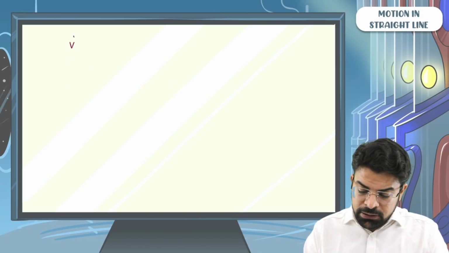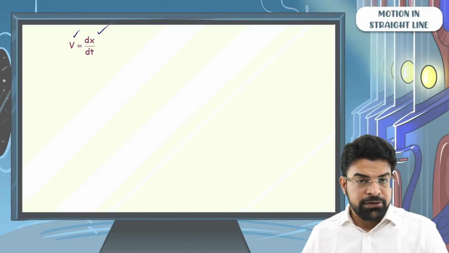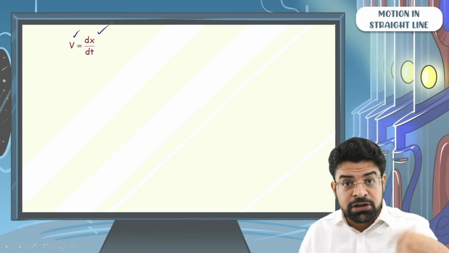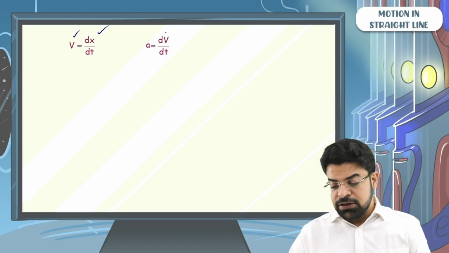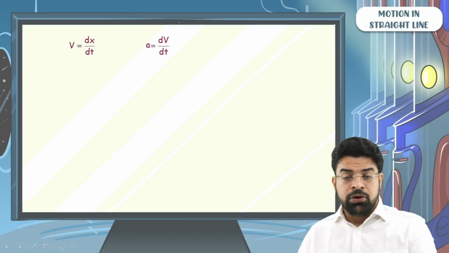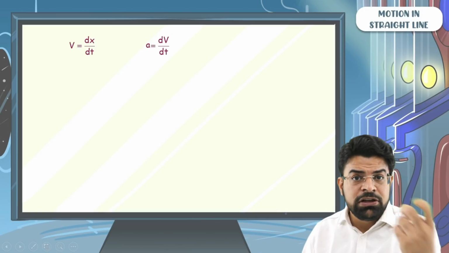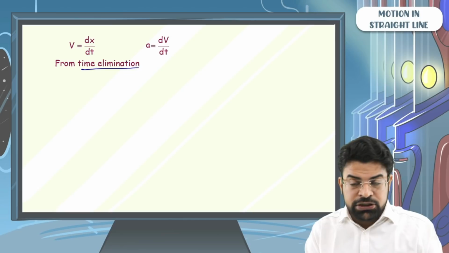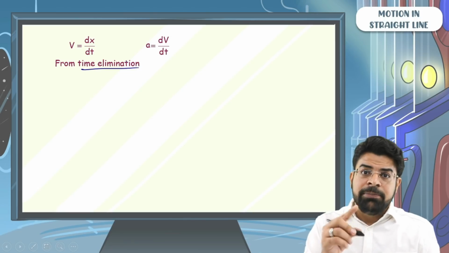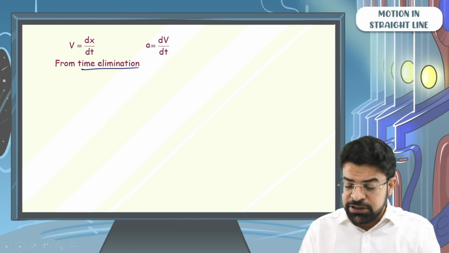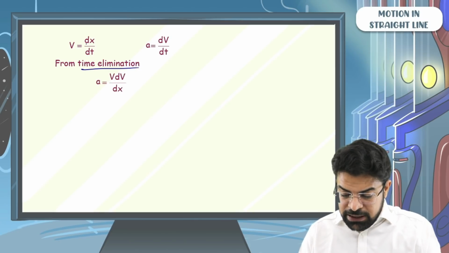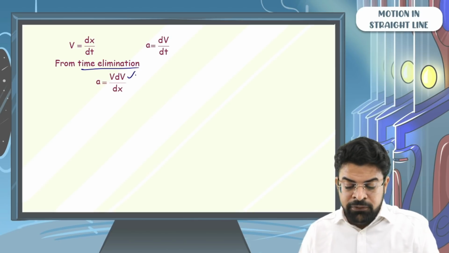We know that velocity equals dx by dt. This is the basic definition of velocity, the rate of change of position with respect to time. And we know that acceleration equals dv by dt, because acceleration is the rate of change of velocity with respect to time. From the time elimination of these two, which we did at the very beginning while explaining acceleration, we can write a equals v dv by dx.